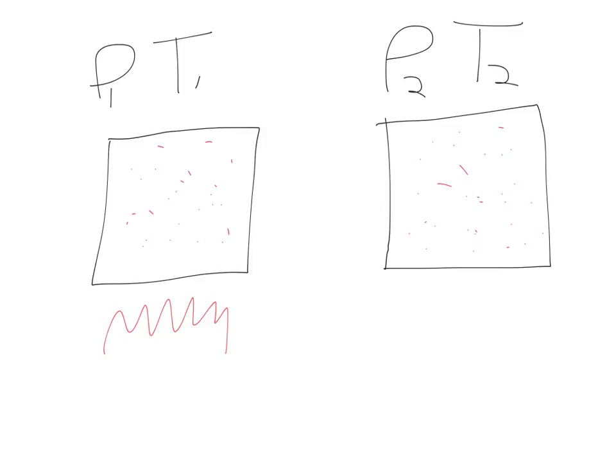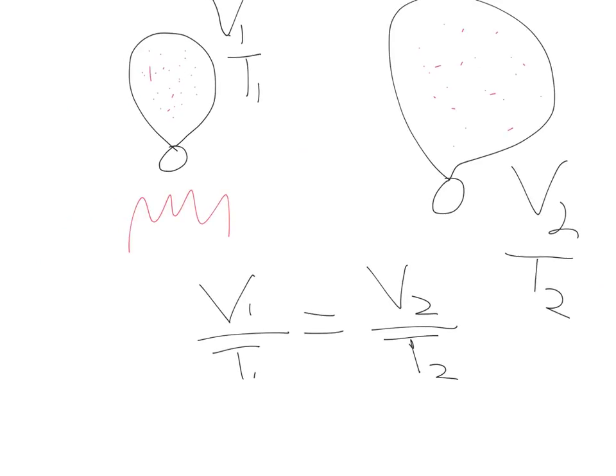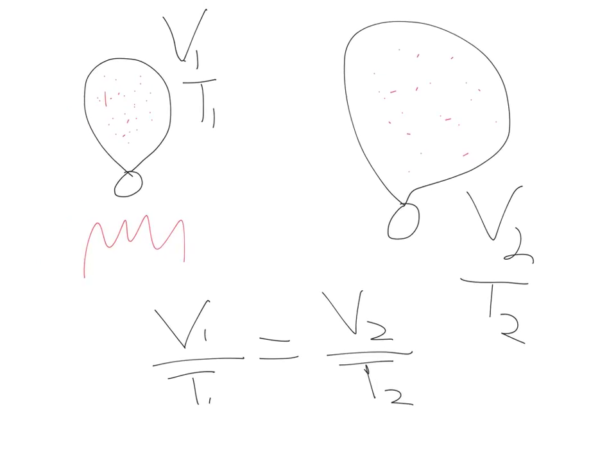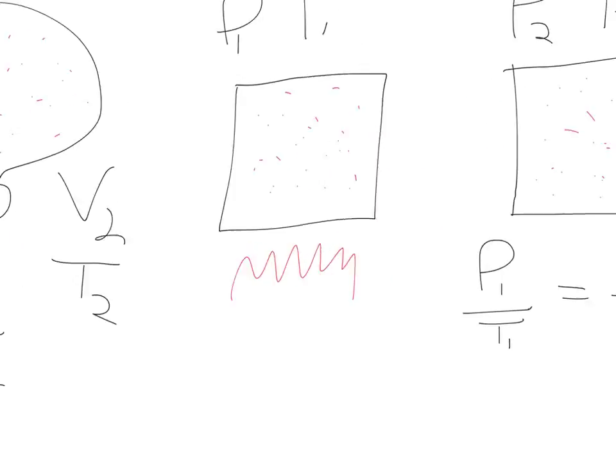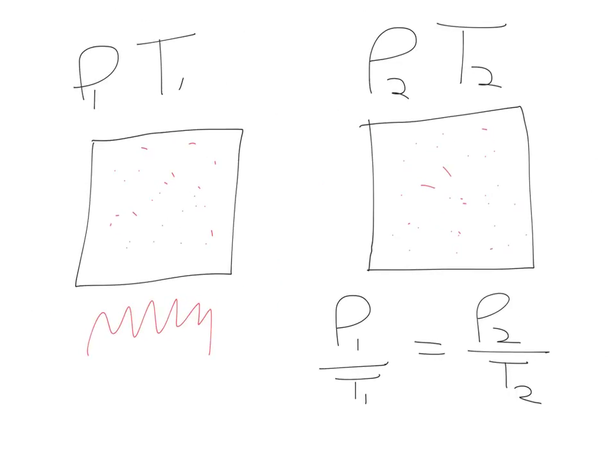And just like with Charles, he found that these were directly proportional. So his math looks like this. The pressure 1 divided by the temperature 1 was equal to the pressure 2 divided by the temperature 2. And you can see the similarities between the Charles experiment and the Gay-Lussac experiment.